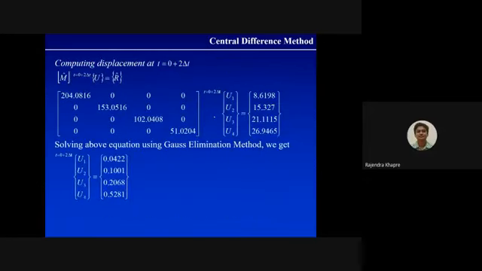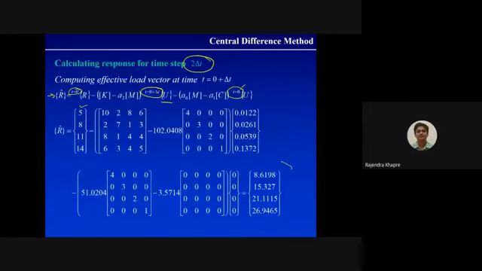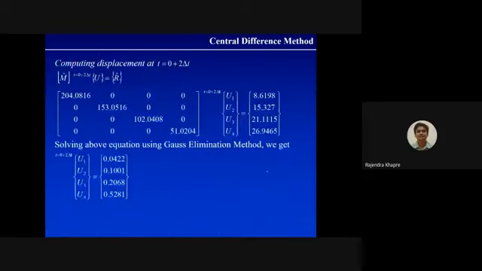So what you can get is this effective load vector. Now this is the effective load vector at t is equal to 2 times delta t. Okay, so this is now calculated. The effective mass matrix is not going to change, and if you substitute these values over here, what you are going to get is the displacement at 2 times delta t.